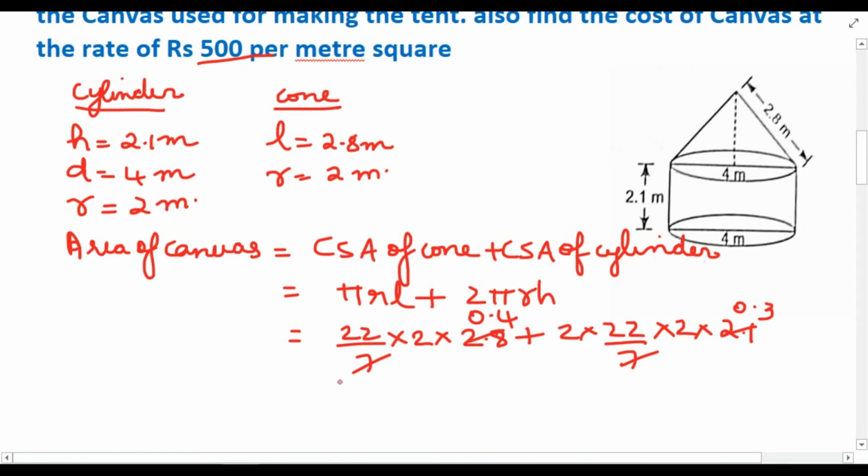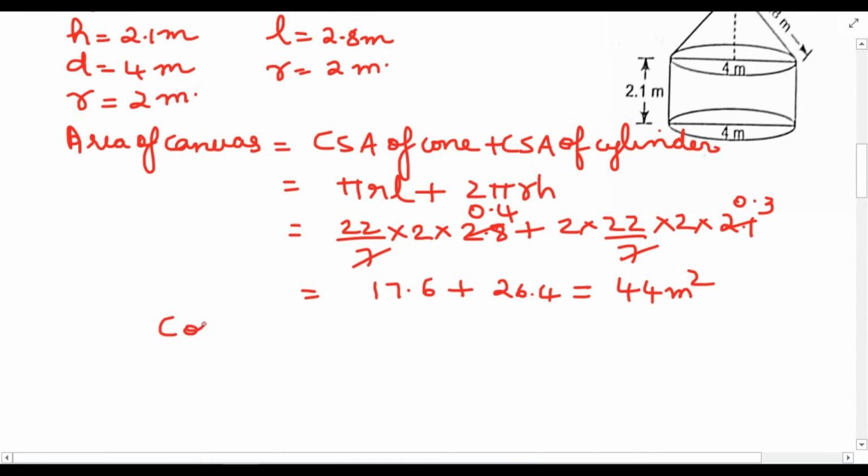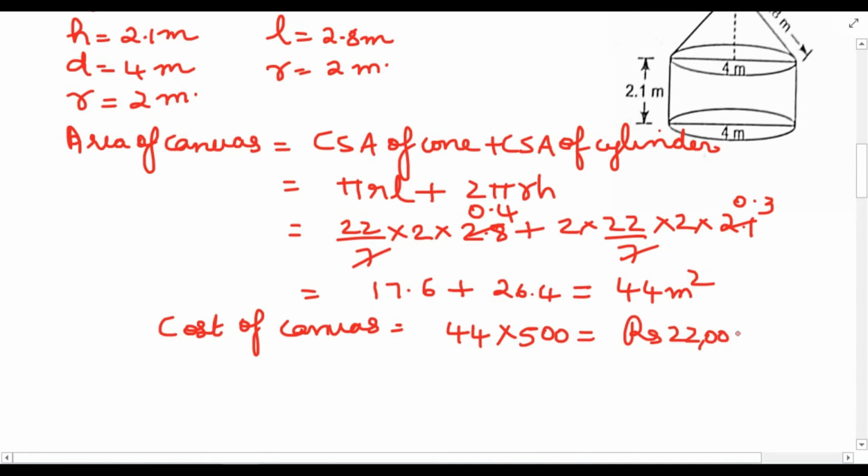So the CSA of the cone is 17.6 plus the CSA of the cylinder, which is 26.4. So it is equal to 44 meter square, and we need to find the cost of the canvas at the rate of rupees 500 per meter square. So the cost of canvas is equal to 44 multiplied by 500. So the total amount is 22,000 rupees needed for the canvas, or the cost of the canvas is 22,000.